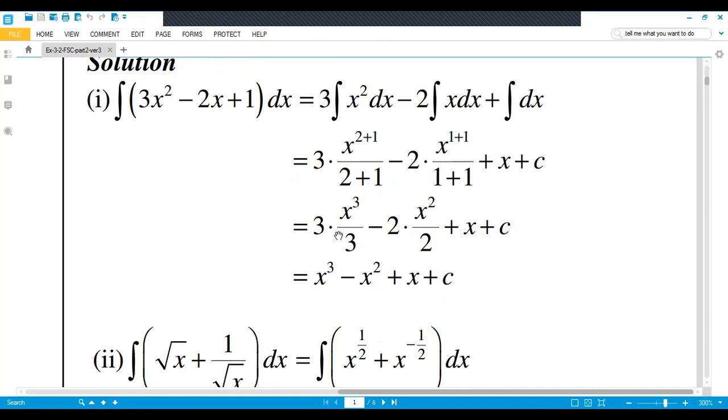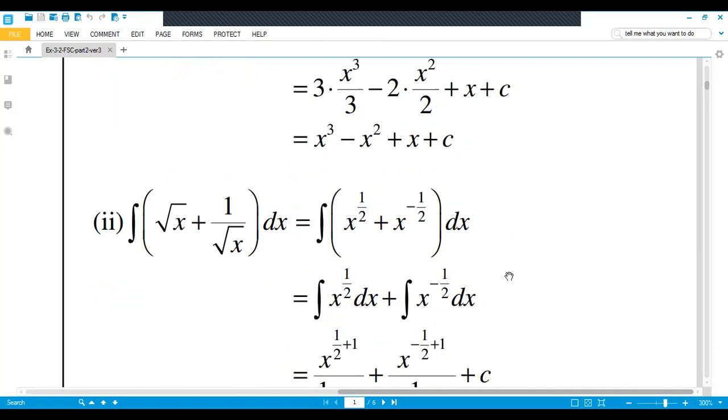Okay, so this 3 will cancel with 3, you get x cube, and this 2 will cancel with 2, you get minus x square plus x plus c. So this is the required answer. Now come to the second part. In the second part, you have been given under root x plus 1 over under root x.